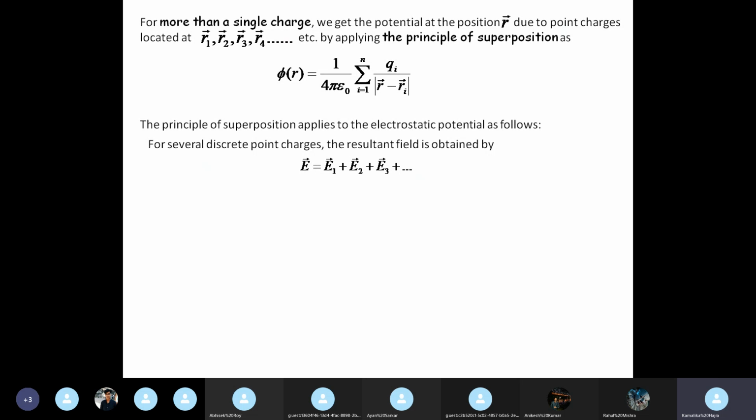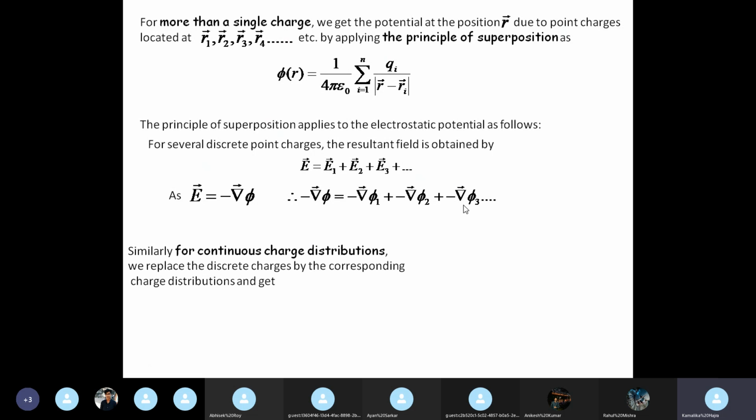For several point charges, the resultant field we know is obtained by applying the principle of superposition, E equal to the vector sum of E1 plus E2 plus E3 plus etc. And we know that E is equal to minus grad phi since E is a conservative field, and we just got the relation between electrostatic field and electrostatic potential, E equal to minus grad phi. So here for each field expression, you can write its corresponding potential expression like this: minus grad phi equals minus grad phi 1 plus minus grad phi 2 plus minus grad phi 3, etc.